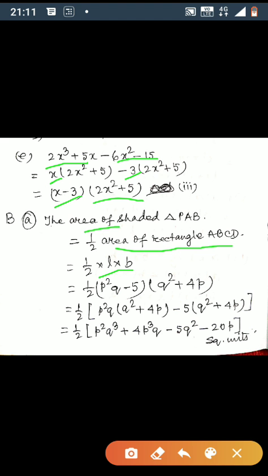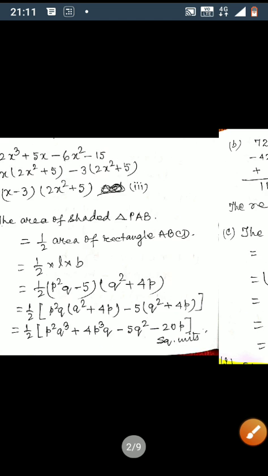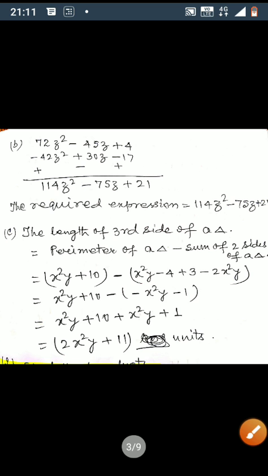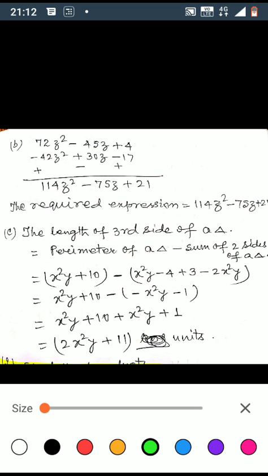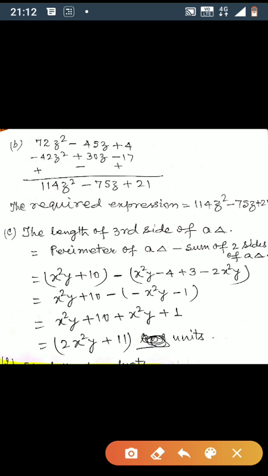Similarly, question number BB. By how much does the expression 72z² − 45z + 4 exceed the expression 30z − 42z² − 17? The required expression is equal to 72z² − 45z + 4 − (30z − 42z² − 17), that is 72z² − 45z + 4 − 42z² + 30z − 17. Subtract it, you will get 114z² − 75z + 21. Therefore, the required expression is equal to 114z² − 75z + 21.